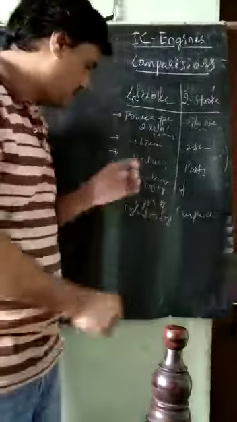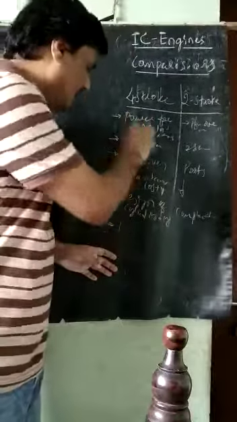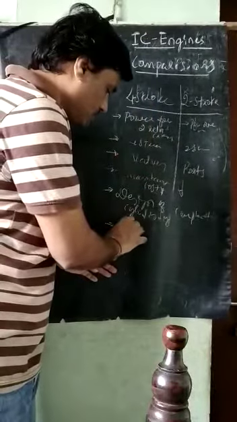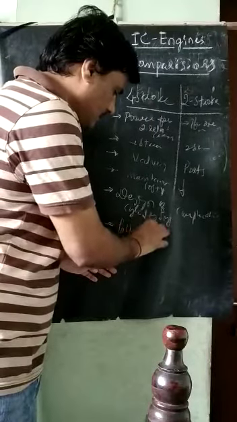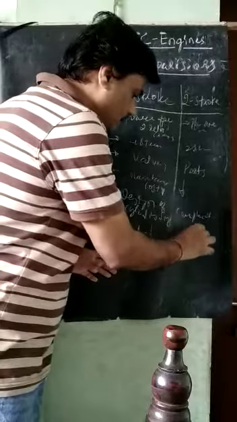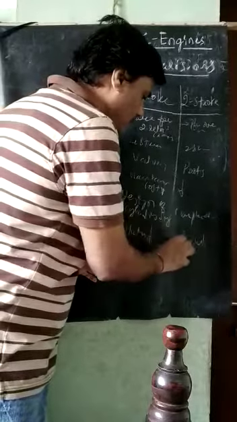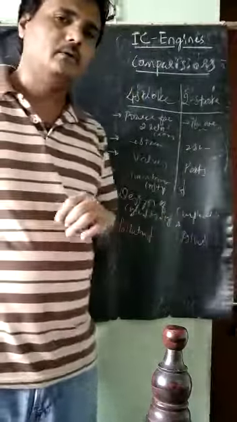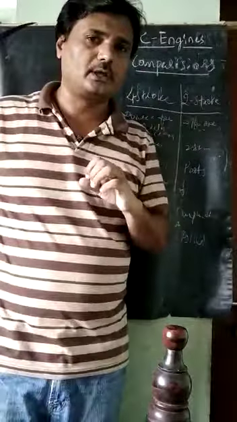Coming to the pollution. Pollution is very less in the 4 stroke. The pollution is less here, and it is more here. Why is it more in the case of the 2 stroke?